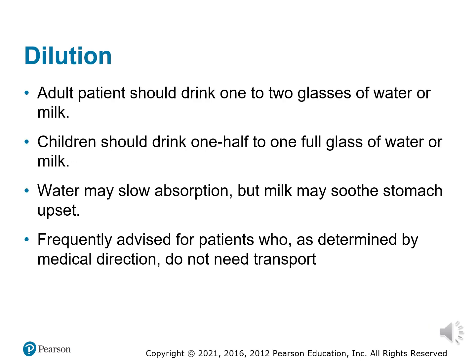Dilution. Adult patients should drink 1 to 2 glasses of water or milk. A child should drink 1/2 to 1 full glass of water or milk. Water may actually slow the absorption, but milk may soothe the stomach upset. It is frequently advised for patients who, as determined by medical direction, do not need transport.